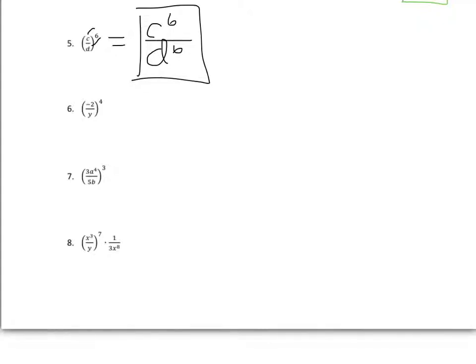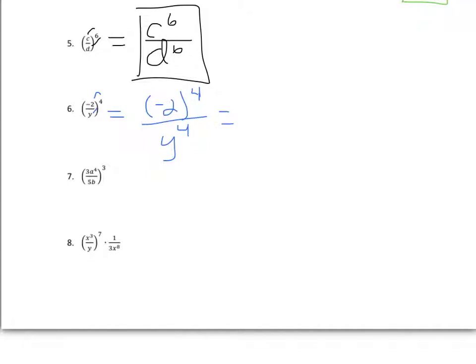All right, the second problem here. We're going to distribute that 4 to the top and bottom. So we'll have on top -2. Remember to keep that in parentheses so we know it's the whole -2 that the 4th power is acting on, not just the 2. To the 4th power over y to the 4th power.